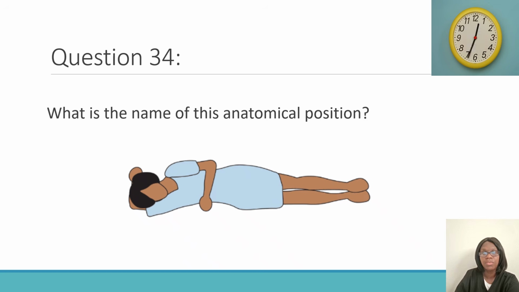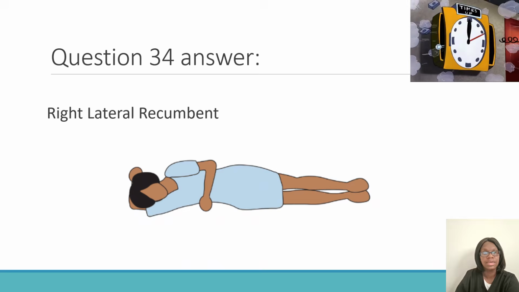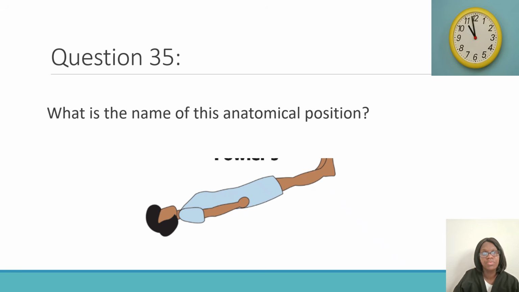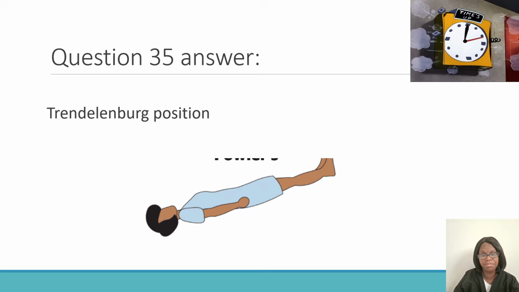Question 34. What is the name of this anatomical position? All right, the correct answer is right lateral recumbent. Question 35. What is the name of this anatomical position? The correct answer is Trendelenburg position.